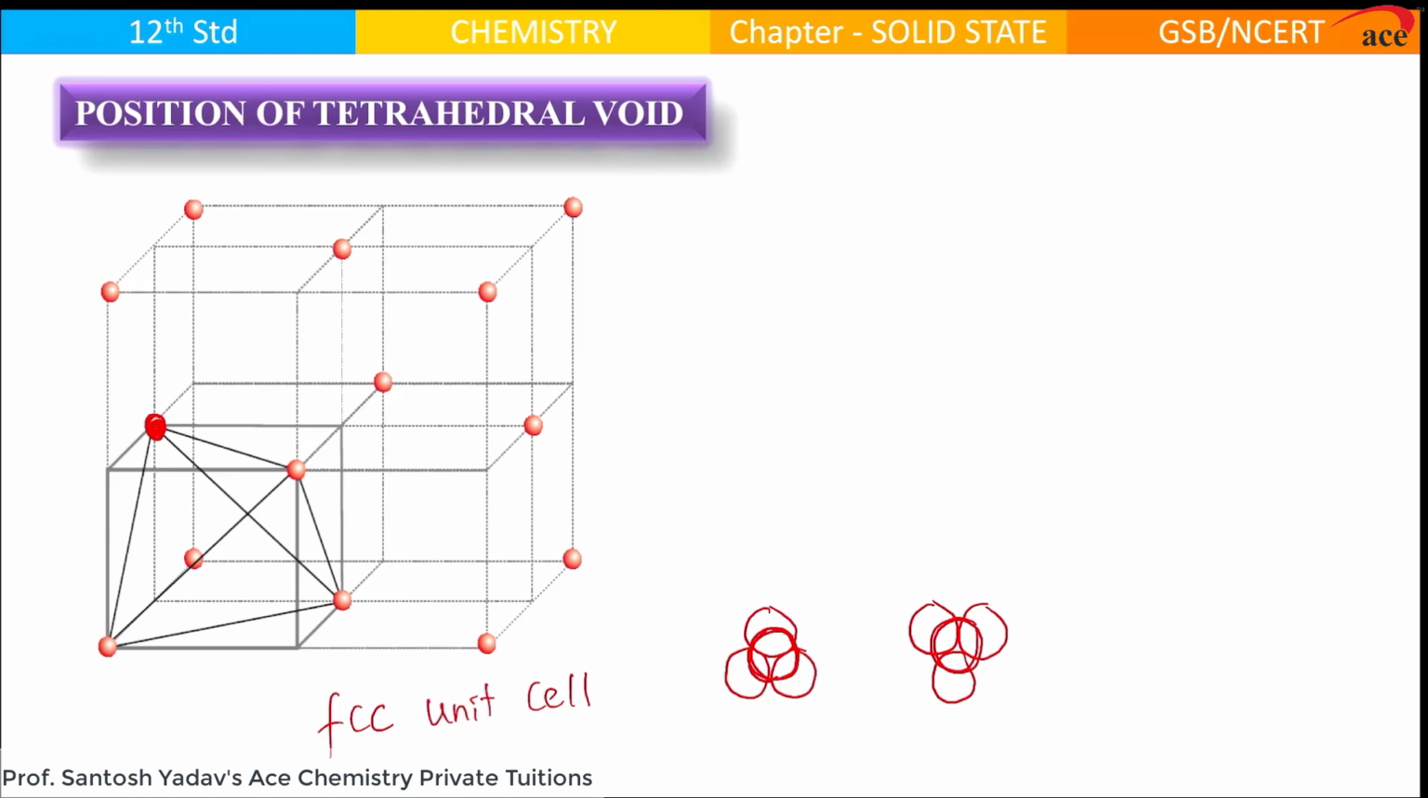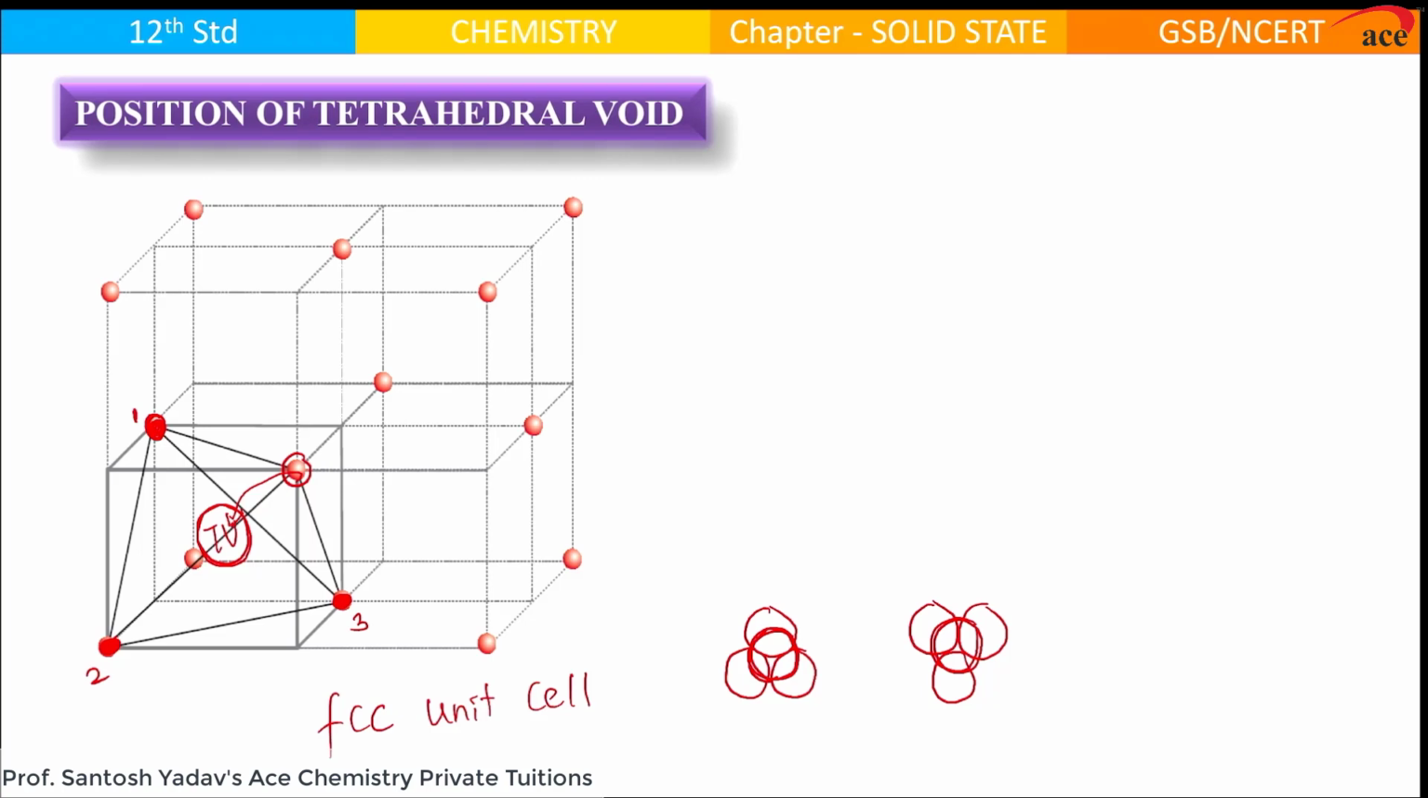Now imagine this is like a tetrahedron. Are you understanding? Sphere number 1, sphere number 2, sphere number 3, and this sphere which will be placed on these 3 spheres, then the empty space is called which void? Tetrahedral void. It's called a tetrahedral void.